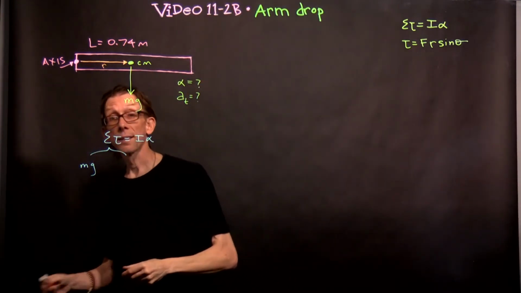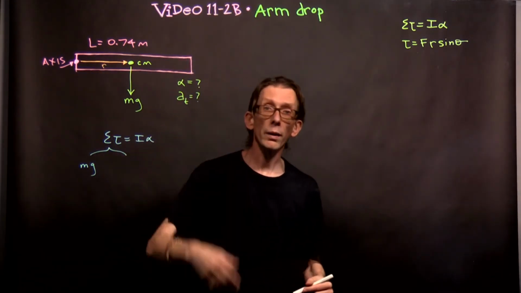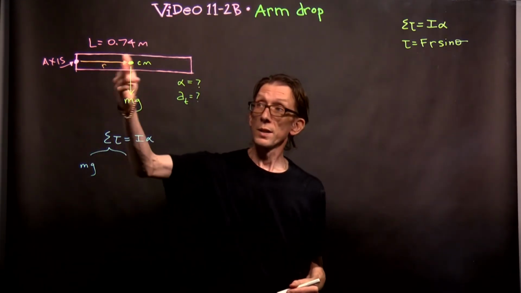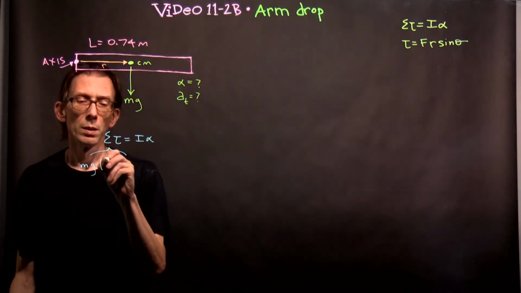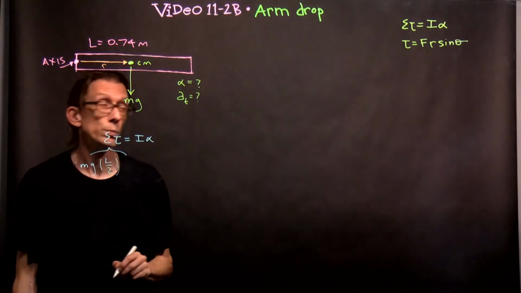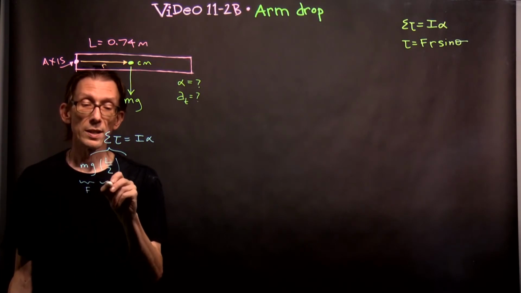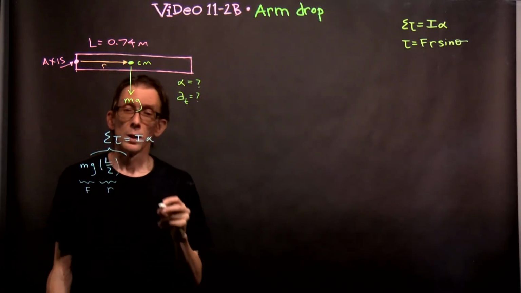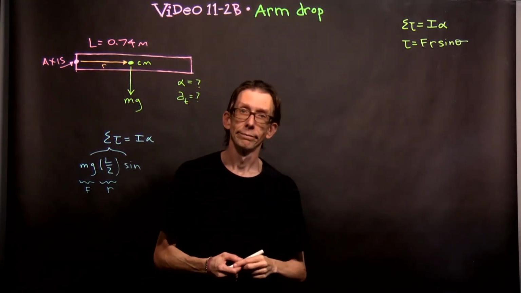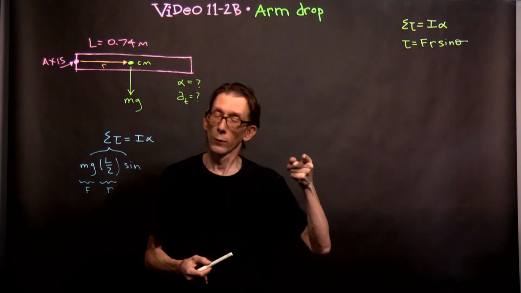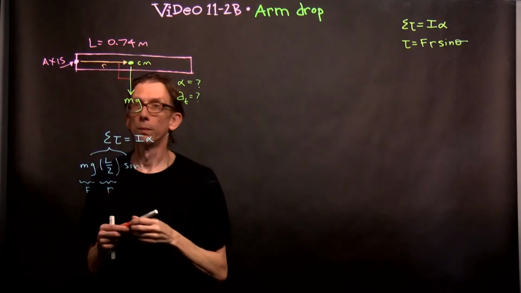So what is the magnitude of r? Well, it's half of L, right? L was 0.74 meters. The center of mass is in the middle of the beam, so that's going to be L over 2. This is our force. This is the magnitude of our moment arm. And then sine of what angle? Class? Correct! 90 degrees.